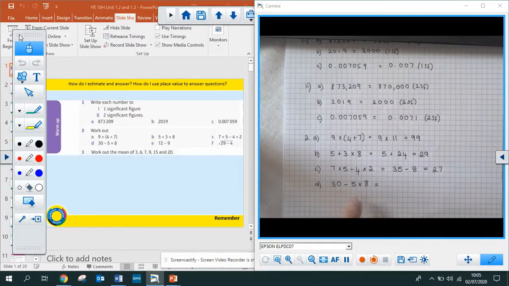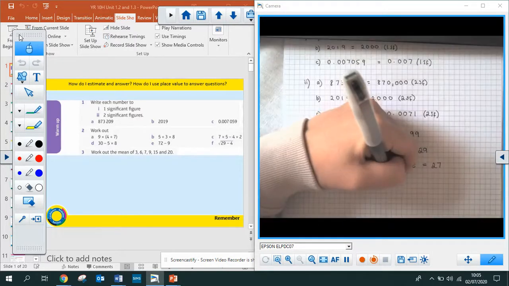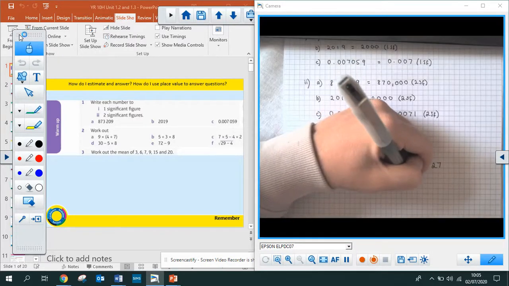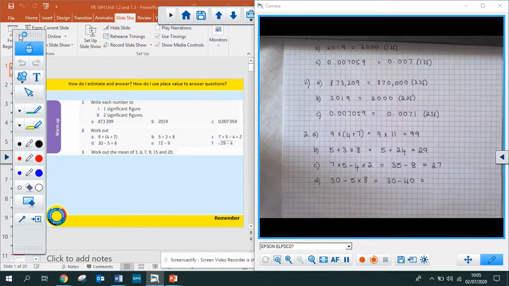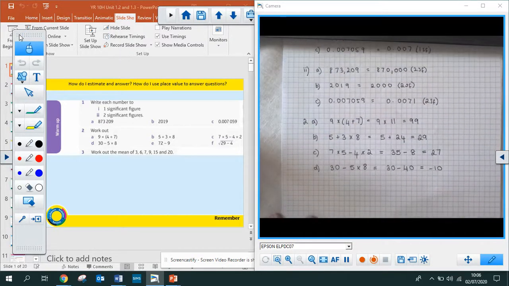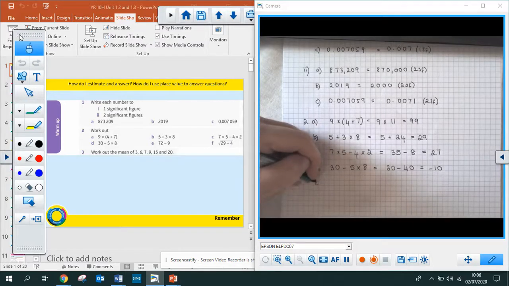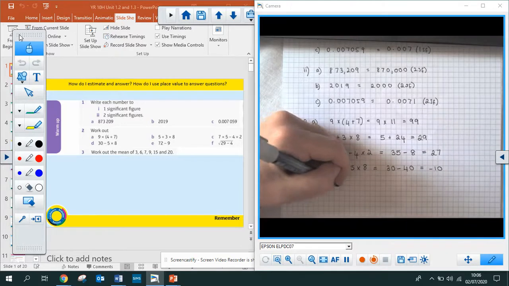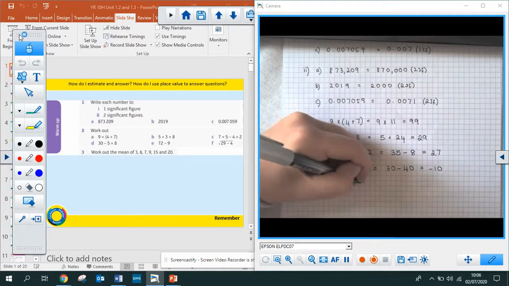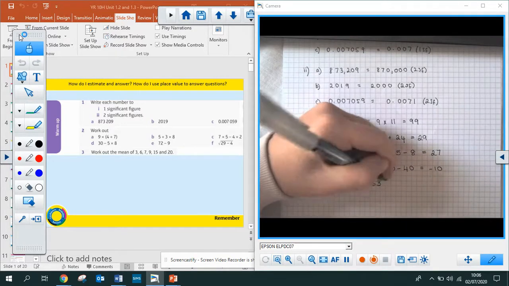Multiplication has higher priority than subtraction, so I must do my multiplication first. So I'm actually doing 30 subtract 40, which is equal to negative 10. Part E, it's just 72 subtract 9. So that would be 63.